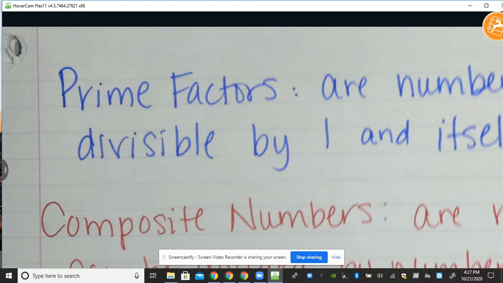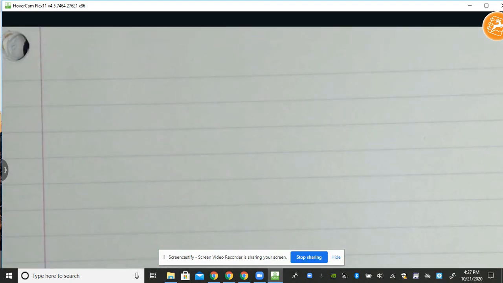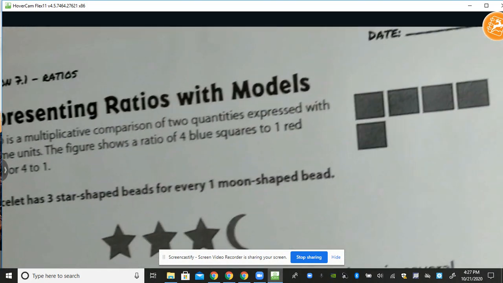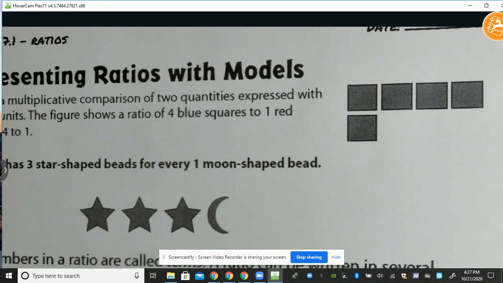So we're going to go back and turn our page and glue our notes in. So our notes have a star on it and have like some squares.